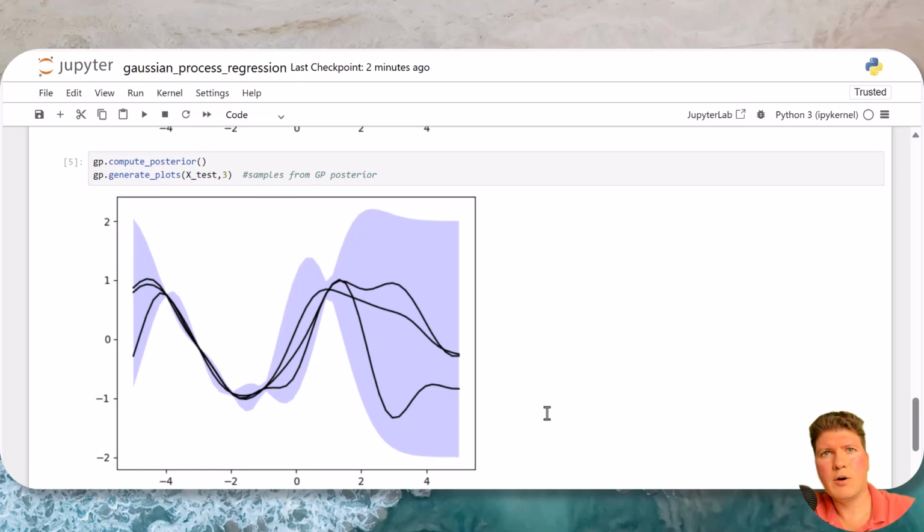And we're done. I hope you have a better understanding of Gaussian processes and will be able to use them in your applications that require uncertainty measurements like Bayesian optimization.